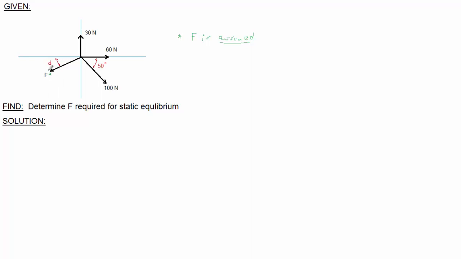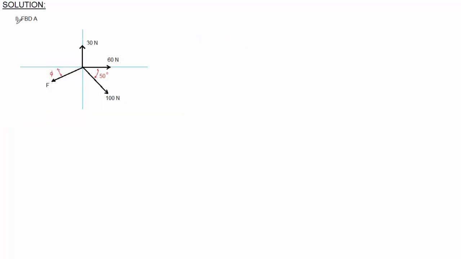So here we are assuming its direction. We could be correct or incorrect. And as we continue to solve this problem, the signs on our answer will let us know whether we were right or wrong. The first step of our solution is to draw a free body diagram.